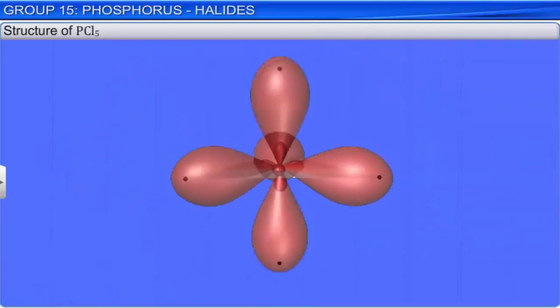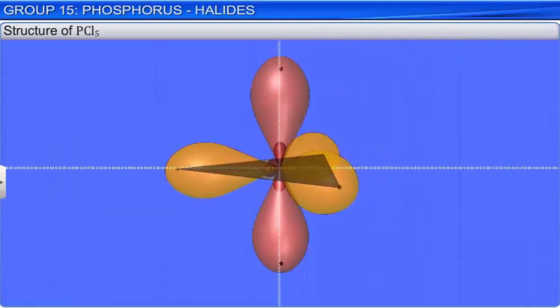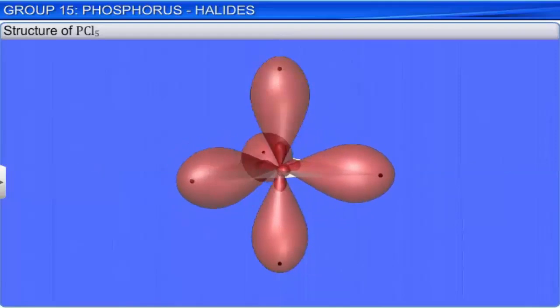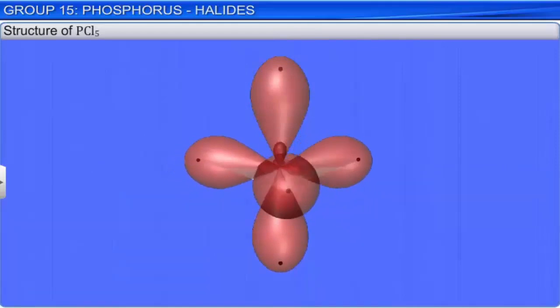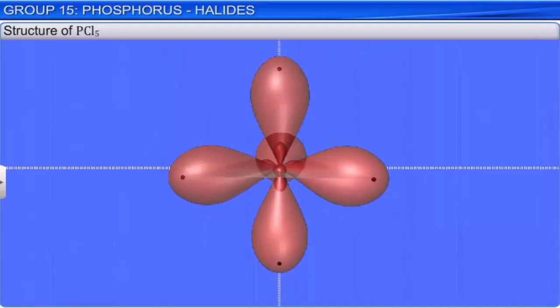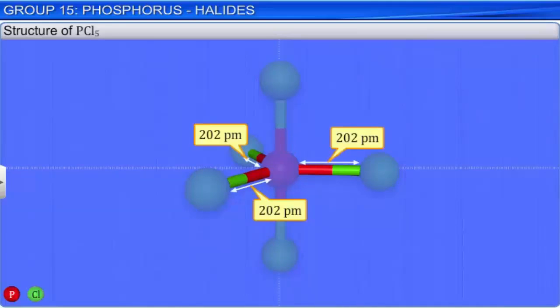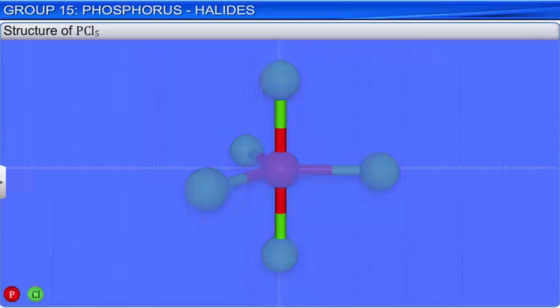Of the 5 hybrid orbitals, 3 occupy equatorial positions, while the remaining 2 occupy axial positions. As a consequence, 2 different bond angles are observed in the molecule. They are 120 degrees and 90 degrees. Also note that the 3 equatorial P-Cl bonds are equivalent with bond lengths of 202 picometers, while the 2 axial P-Cl bonds are longer than equatorial bonds with bond lengths of 240 picometers.